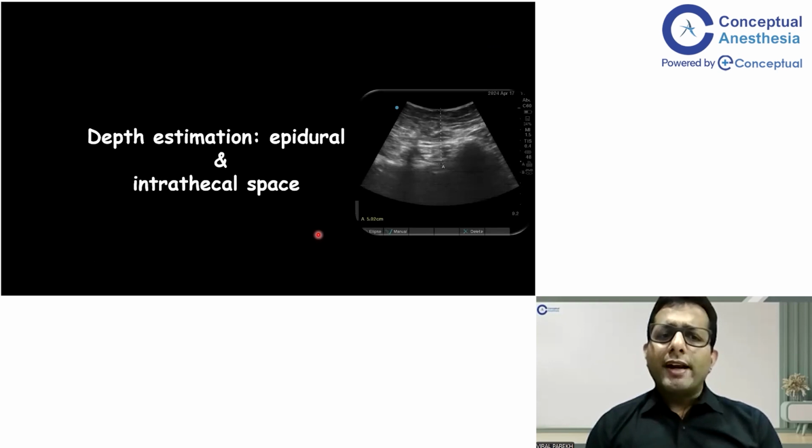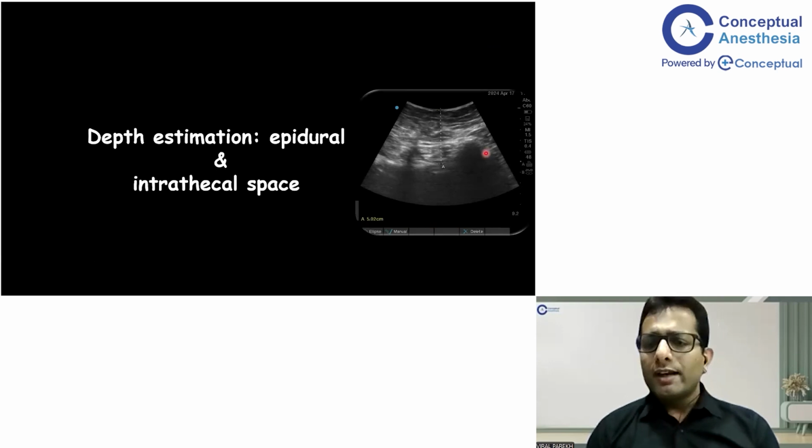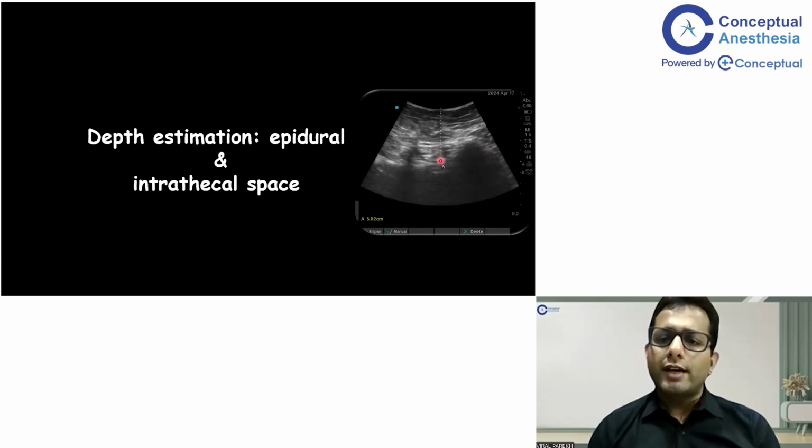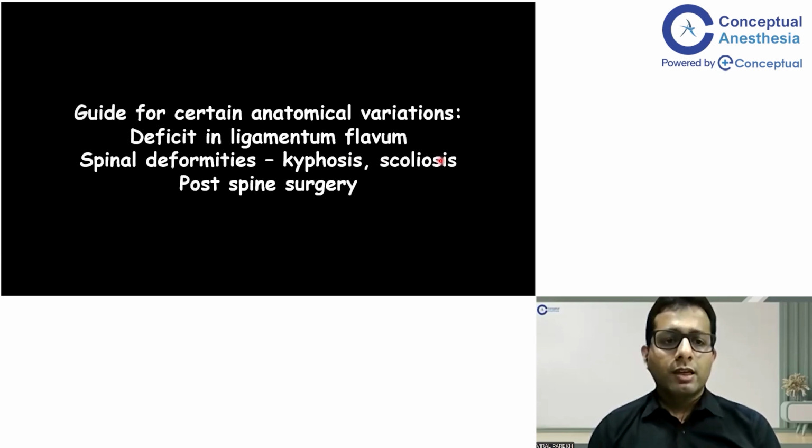And it also helps us to identify the depth at which we will get to the epidural and the intrathecal space. I'll come to that in a further slide. Also, it helps guide us in certain anatomical variations like deficit in ligamentum flavum, and spinal deformities like patients having kyphosis, scoliosis, or, as I mentioned, patients who have been operated for spine.